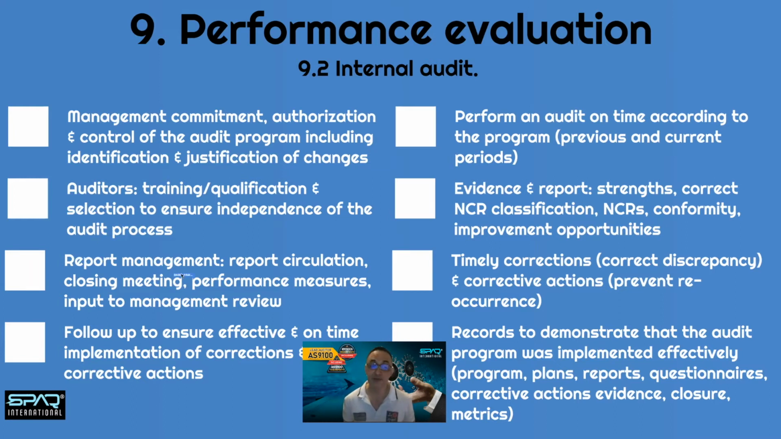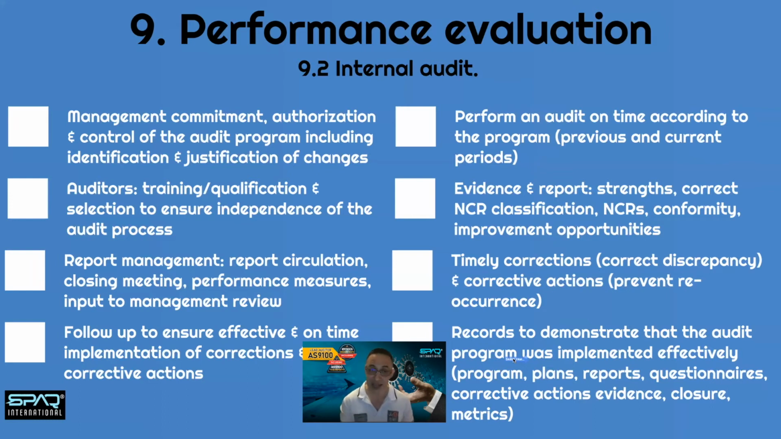Report management: you have to circulate the report, have a closing meeting, performance measures, input to management review. Follow up to ensure effective and on-time implementation of corrections and corrective actions. You have to perform an audit on time according to the program. Evidence and report, including strengths, correct NCR classification, NCRs, conformity, improvement opportunity, timely corrections and corrective actions, and finally records to demonstrate that the audit program was implemented effectively. These are basically the requirements of AS9100.